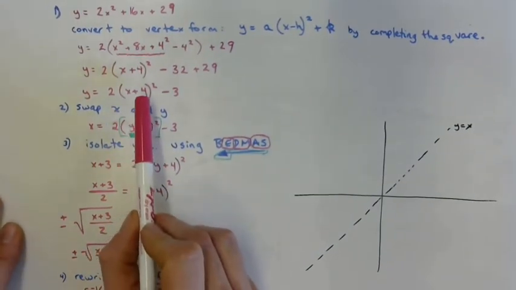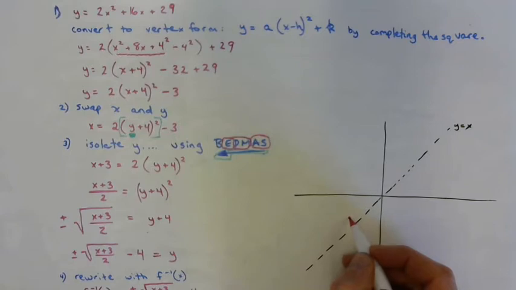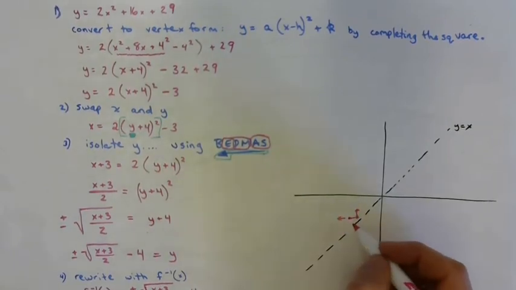The original parabola is in vertex form. It has a vertex at -4, -3, so go ahead and put a dot at -4, -3. And it has a stretch factor of 2. A regular parabola would go over 1, up 1, over 2, up 4, over 3, up 9, and then same thing this way: 1, 1, 2, 4, 3, 9. We're going to grow twice as fast.